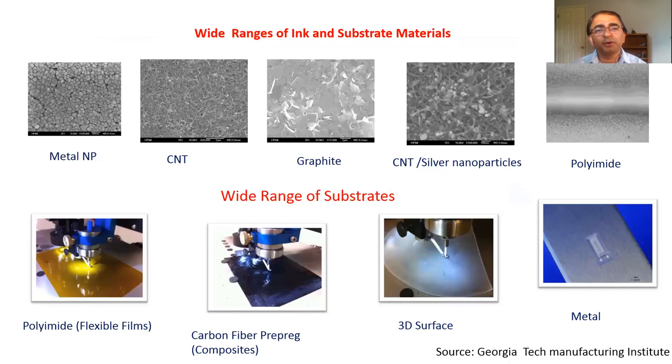Now you can see we have deposited a lot of inks on different types of substrate. You can see here, it's metal nanoparticles deposited with printing techniques. These are carbon nanotubes, you can see in the SEM images, graphite, and CNT and silver nanoparticle combinations. And you can see there are a lot of substrates: flexible films, carbon fibers, composites, 3D surfaces, metals. So you can have any type of substrate. Even on fabrics, you can print nanomaterials. You can print any material of which you can make ink on any type of substrate. No matter what the substrate surface is, you can print with the printing techniques. That is the beauty, that is the advantage, you can say, of printing technology.